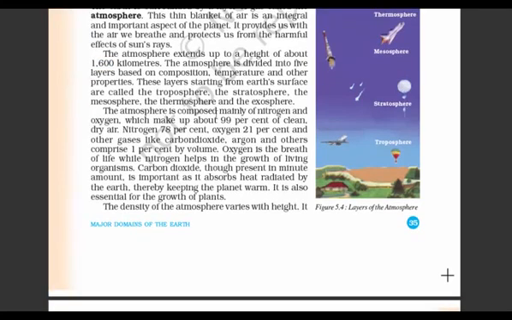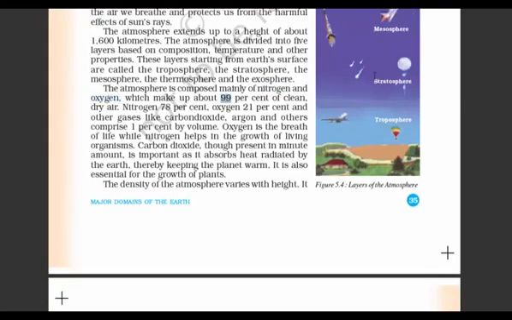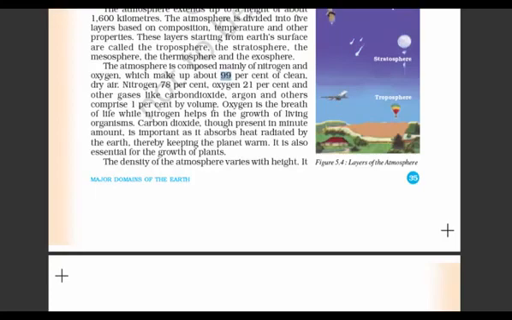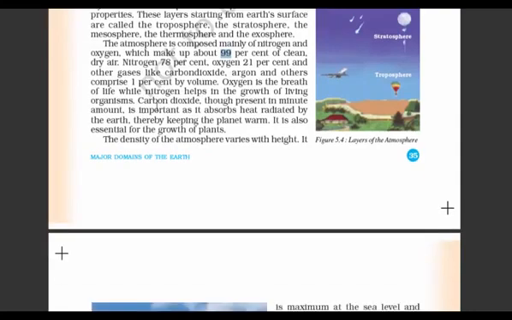And the two important gases that are there in atmosphere are nitrogen and oxygen. Remember this. And they together make up to 98% of the clean dry air. Nitrogen is 78% and oxygen is 21%. And other gases like carbon dioxide, argon and others comprise 1% by volume. Because if they are more, then we wouldn't be able to breathe. So carbon dioxide is very minute, you know that, because most of the trees, they give out oxygen and they take in carbon dioxide during daytime.